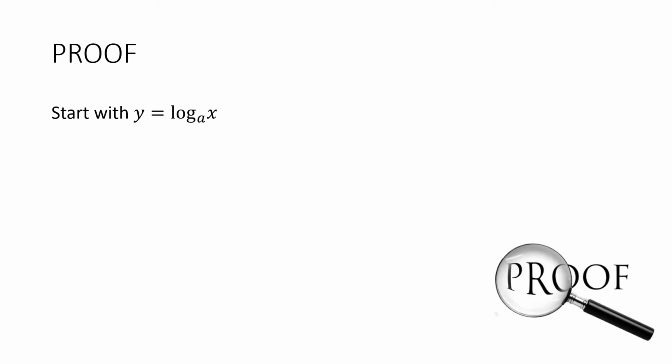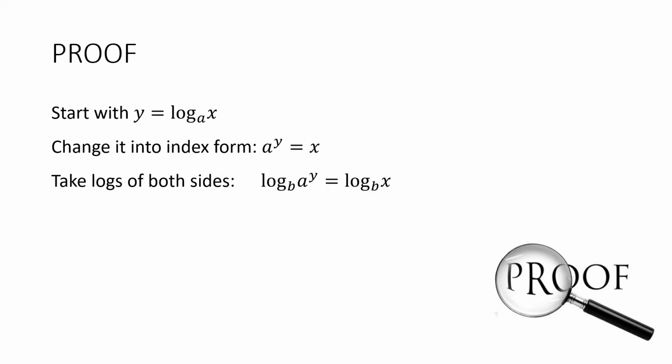Let's look at the proof because it's quite interesting. We're going to start with y is equal to log base a of x, and then we're going to turn that into index form. So remember that that is a to the power of y is equal to x. Okay, now I'm going to take logs of both sides, and this is a technique that we're going to explore in more depth in video 4 when we're solving equations. So I've got log base b of a to the power of y is equal to log base b of x, and I can do that providing the bases are the same on both sides.